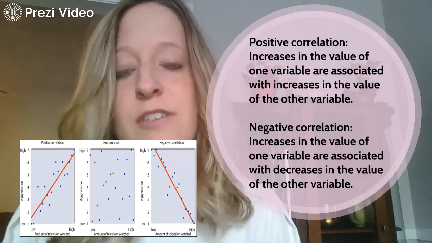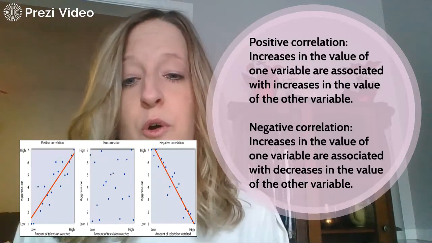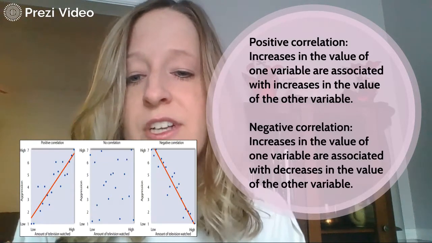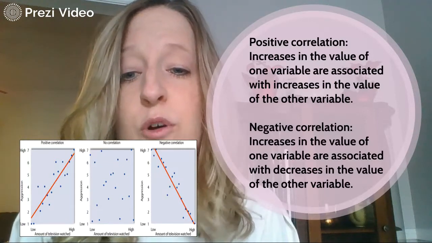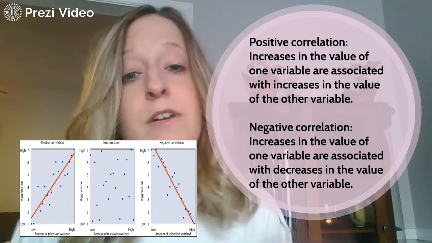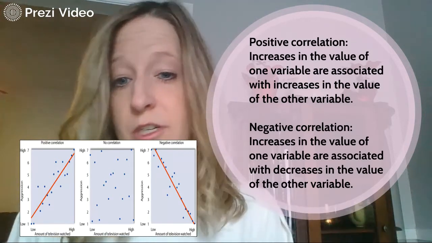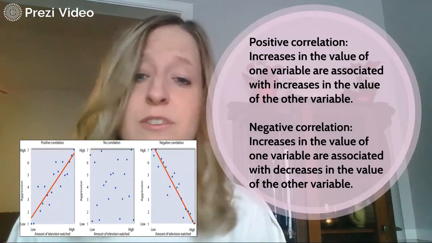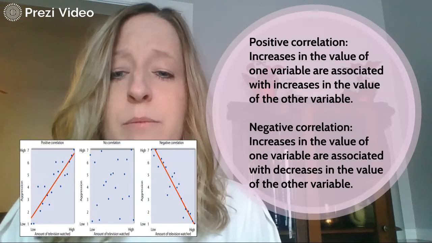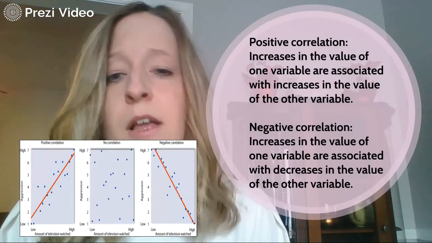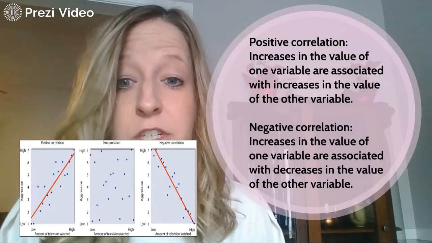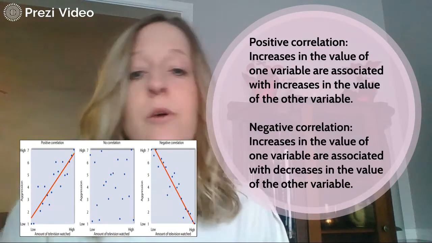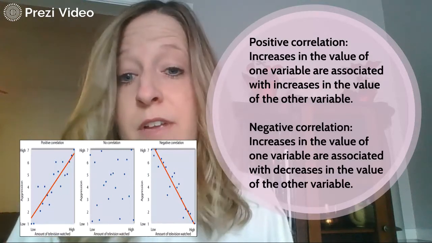If you see here in the middle, this would be no correlation. So there's essentially no pattern to this scatter plot. So we are saying that the amount of television watched here has no relationship with the amount of aggressive behavior that was observed. And essentially, we'll talk about predicting one variable from another. So essentially, we're saying that we can't predict someone's aggression based on knowing how much television they watch. Right? So if you told me how much television you watch, with this data, I would have no indication as to how aggressive you may be.